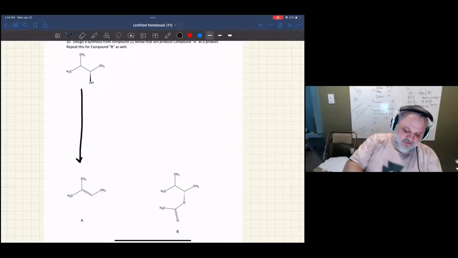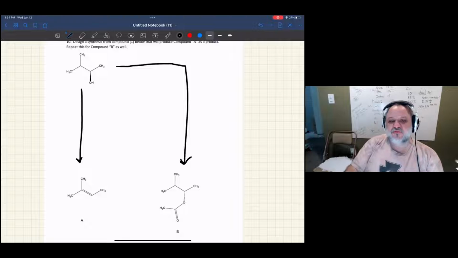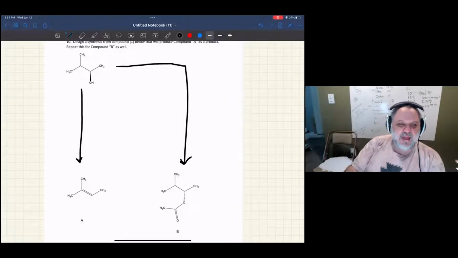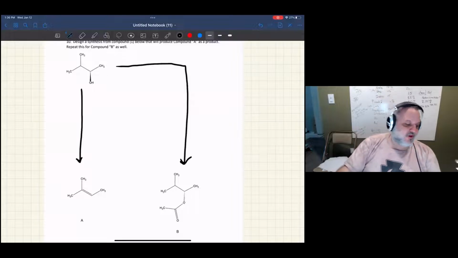Now, at this point in organic chemistry, we don't have a lot of reactions. We're still very early in the game. And so neither of these synthesis pathways are going to be particularly complex. But what we want to be able to do is show some reactions that can lead from reactants to products. So how do we do that? Well, let's just look at one at a time.